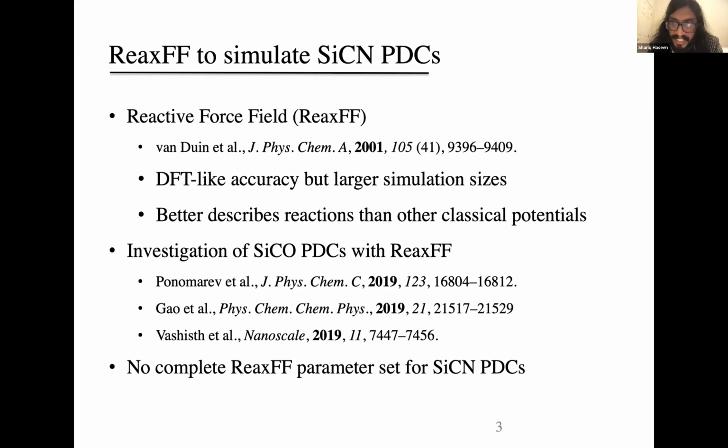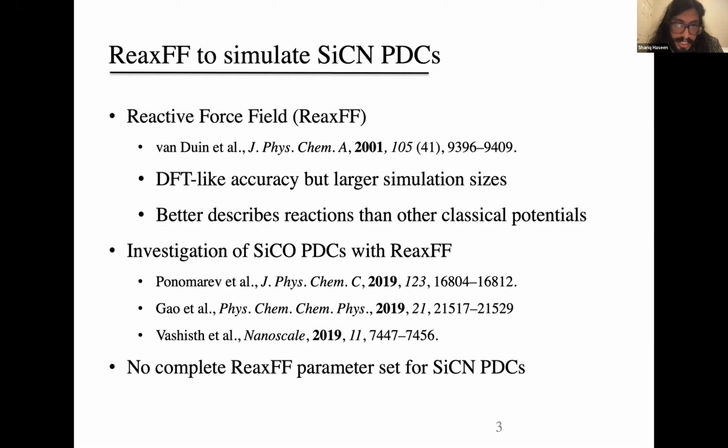I mean, you've already seen Dr. Kroll's great presentation. So the selling point of ReaxFF is that it can be trained to have DFT or quantum chemical-like accuracy, but do simulation sizes 10 to 100 times the size of DFT. And even better, ReaxFF can describe reactions better than other classical potentials, because its central principle is that it can describe bond breaking and bond formation, something you may not see in other classical potentials like Tersoff and so forth.